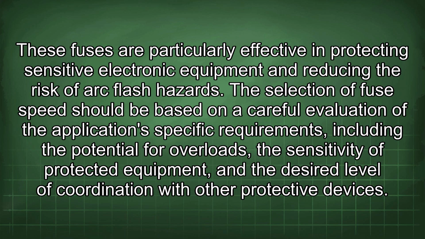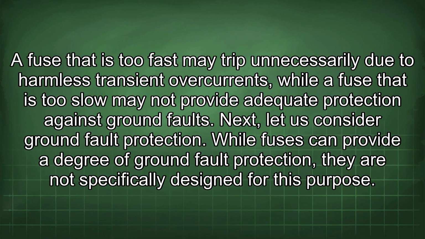The selection of fuse speed should be based on a careful evaluation of the application's specific requirements, including the potential for overloads, the sensitivity of protected equipment, and the desired level of coordination with other protective devices. A fuse that is too fast may trip unnecessarily due to harmless transient overcurrents, while a fuse that is too slow may not provide adequate protection against ground faults.